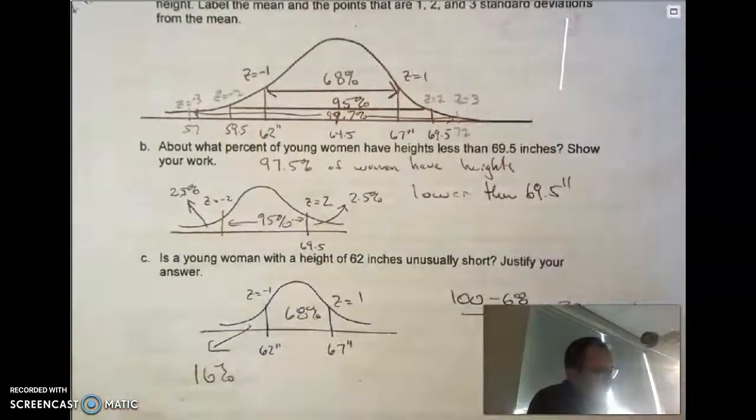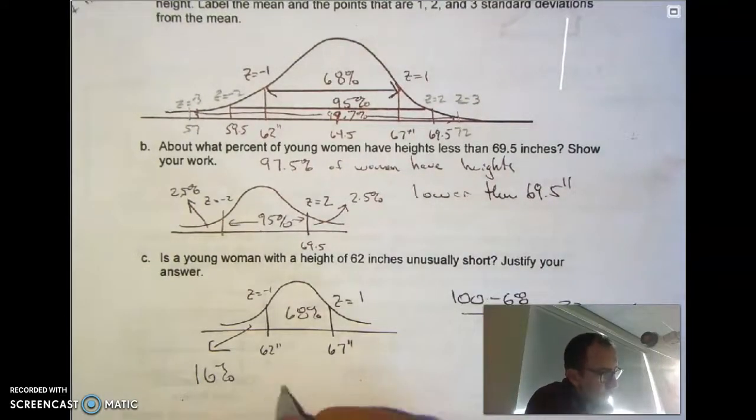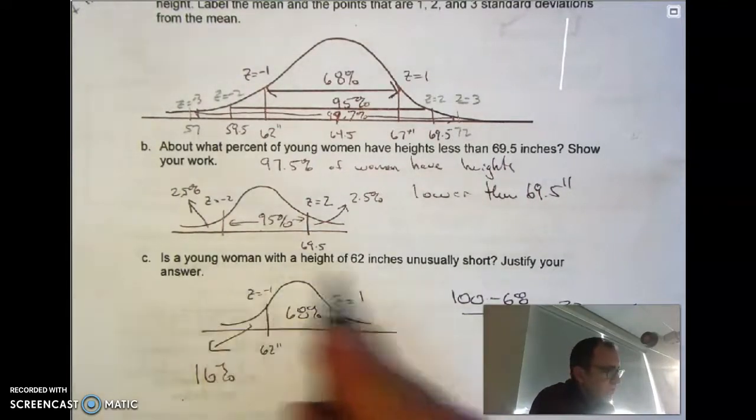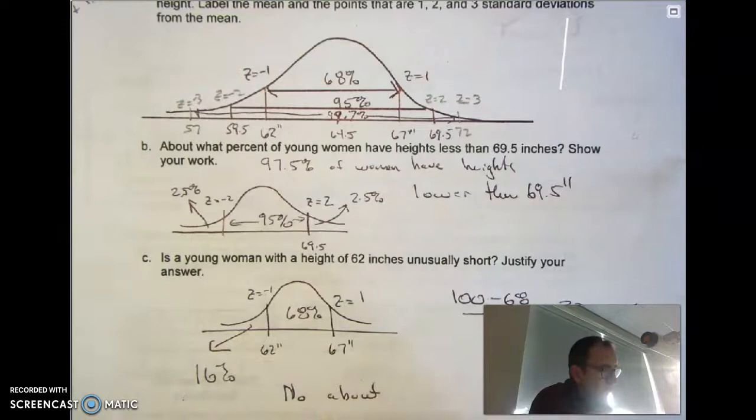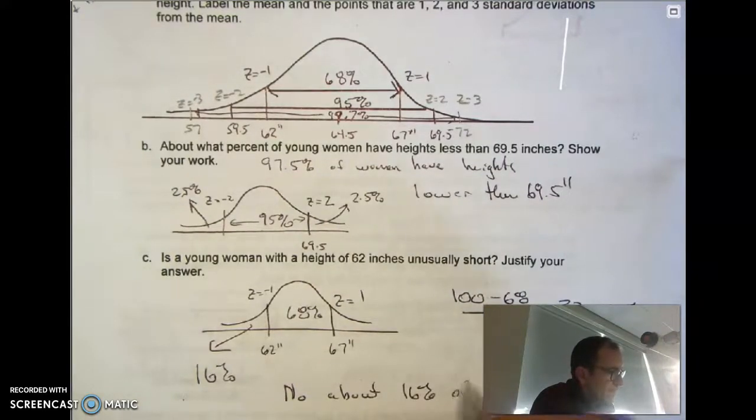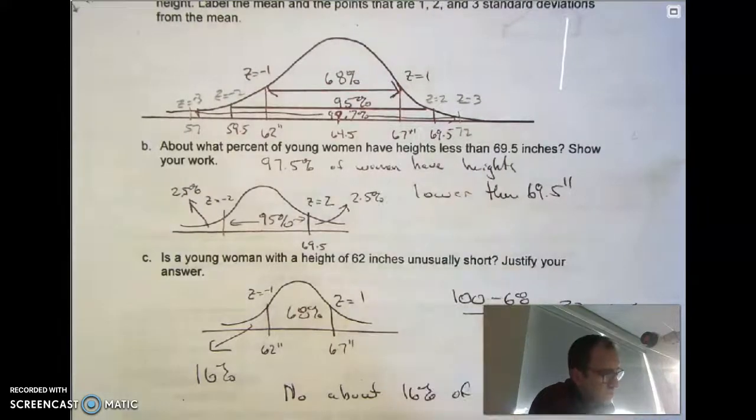Now, if 16% of the people are shorter than me, I would not call that unusually short. In order to be unusually short, it'd have to be like less than 5%. So, is a young woman with height 62 inches unusually short? No. About 16% of the women will be shorter than her. So more than 1 in 10.